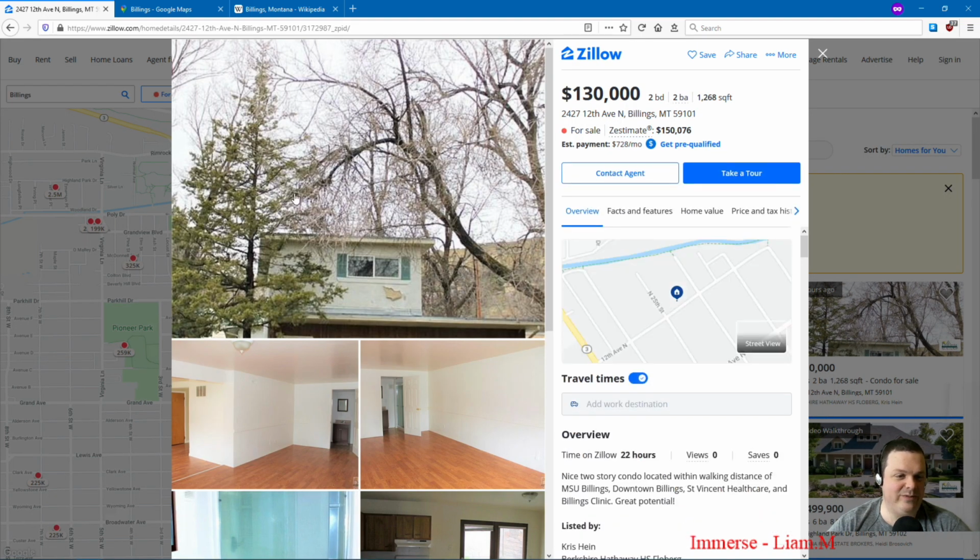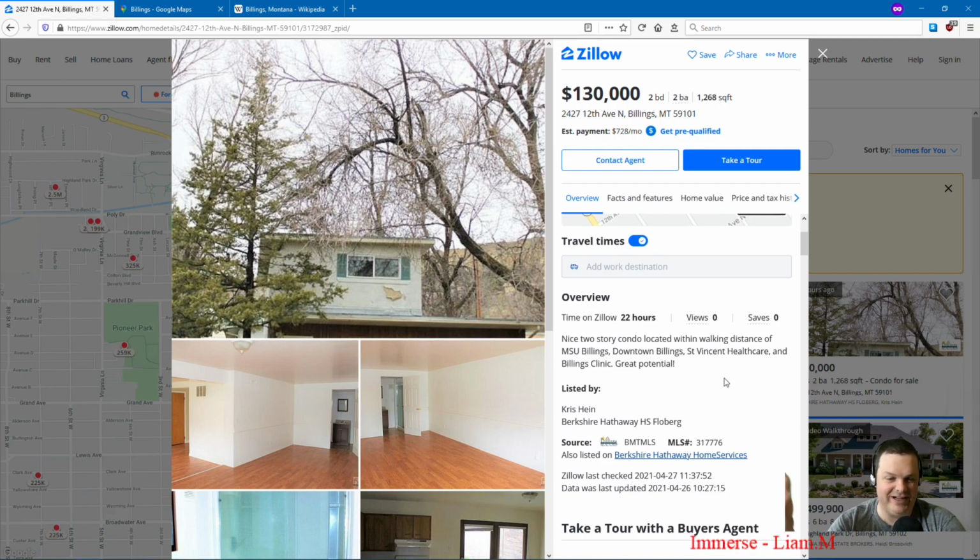130K, two bedroom, two baths. This looks like it's gonna be a detached house. This is a good sign. Let's see. It's a two-story condo located within walking distance of MSU Billings. It's Montana State University Billings. Downtown Billings. St. Vincent Healthcare and the Billings Clinic.